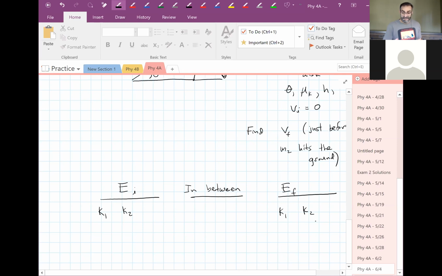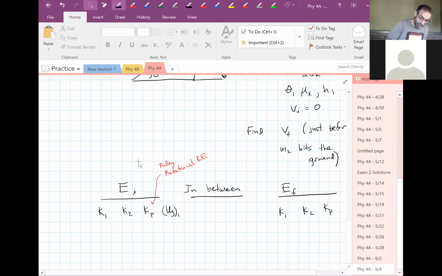What else has mass? The pulley. The pulley now has mass. We have a third mass in our system. So I'm going to put K pulley. That's going to be our rotational kinetic energy. And mass 1 might go up or down. So I've got a UG for mass 1.